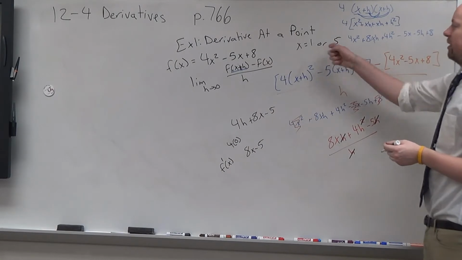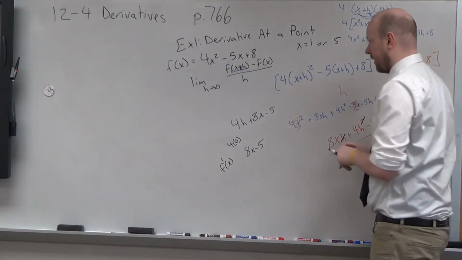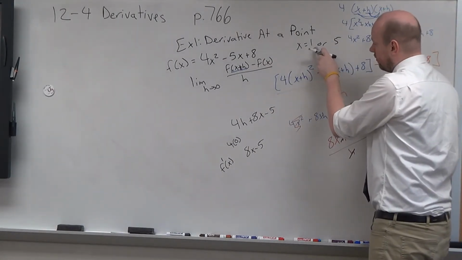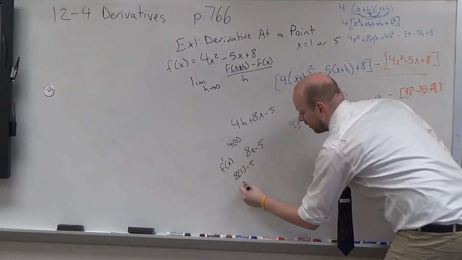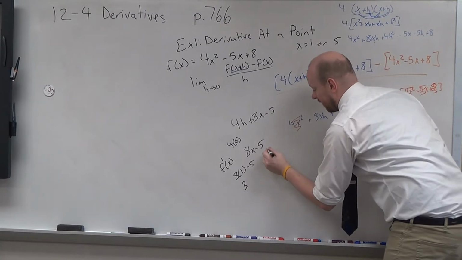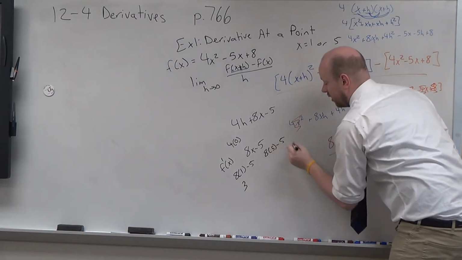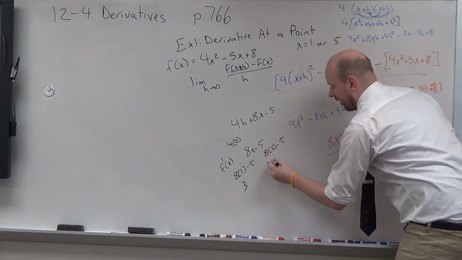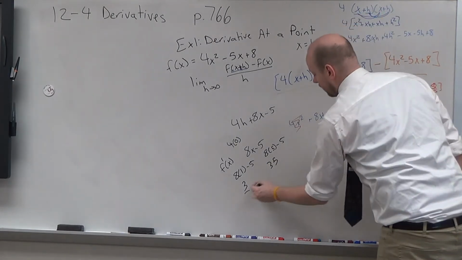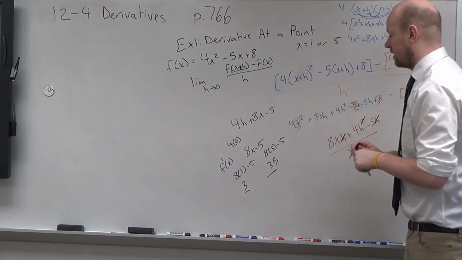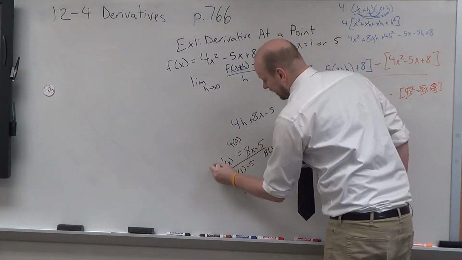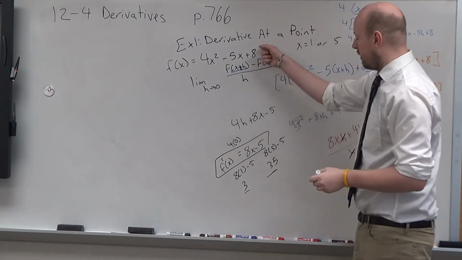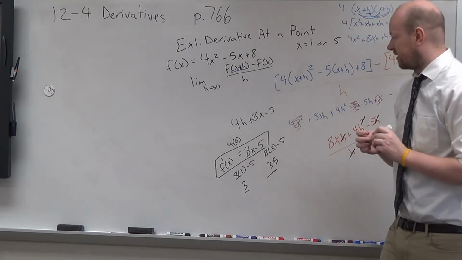And now I can just plug in my values. So I get 8 times 1 minus 5, which would be 3, and then I get 8 times 5 minus 5, which would be 40 minus 5, 35. Those are my values at those set points. But my derivative answer would be something like this. The derivative of this equation is 8x minus 5.